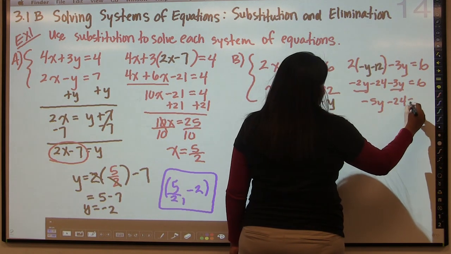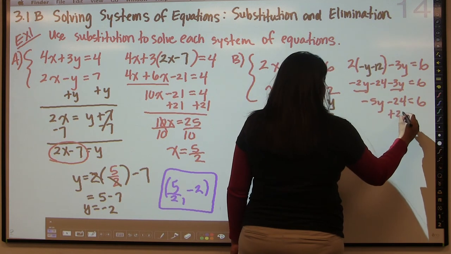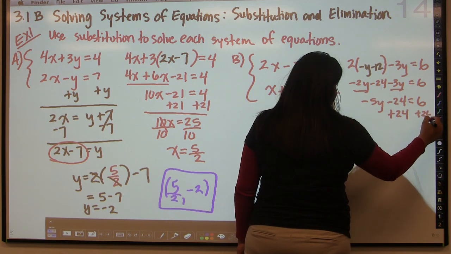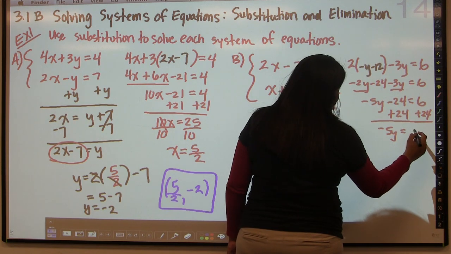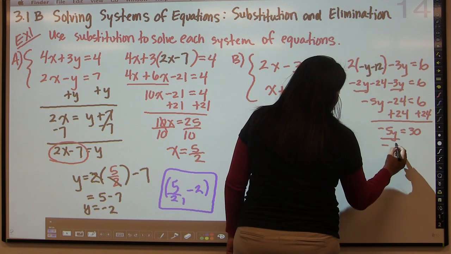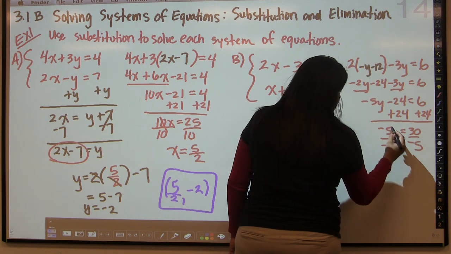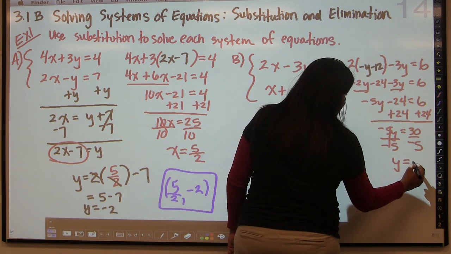Negative 2y and negative 3y combines to negative 5y, minus 24 equals 6. We add 24 to both sides, and we get negative 5y equals 24 and 6, which is 30. We divide by negative 5, and we get that y equals negative 6.